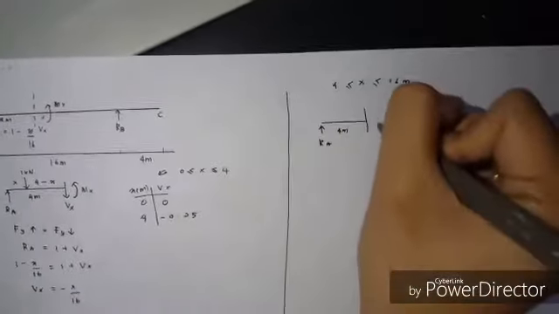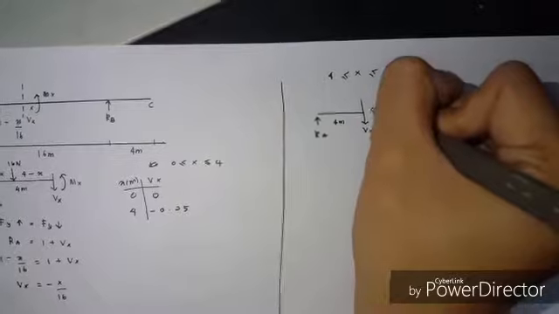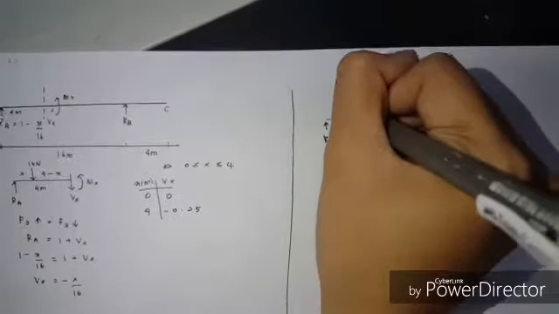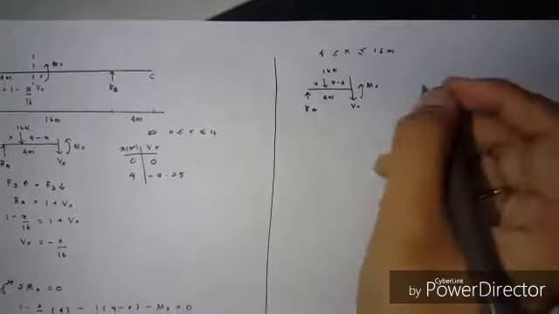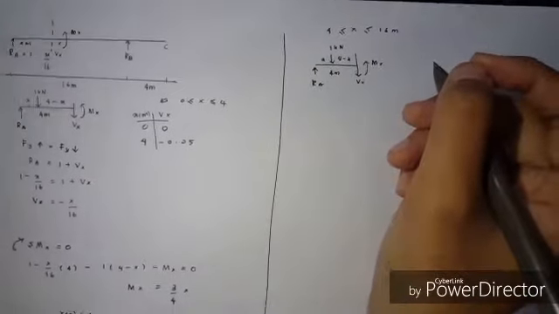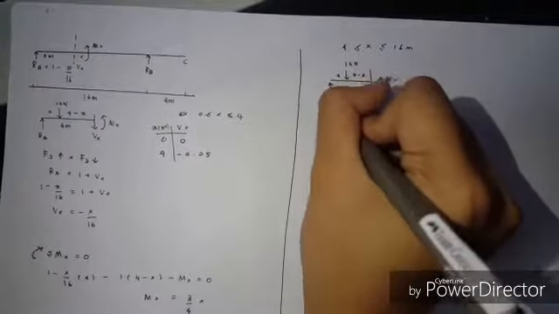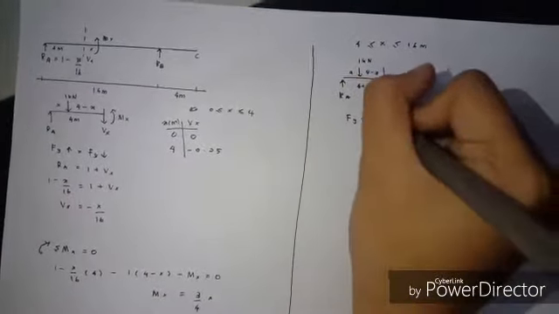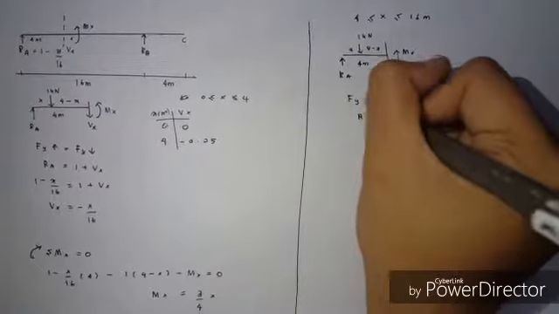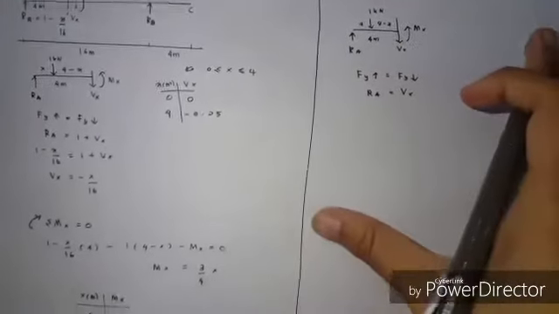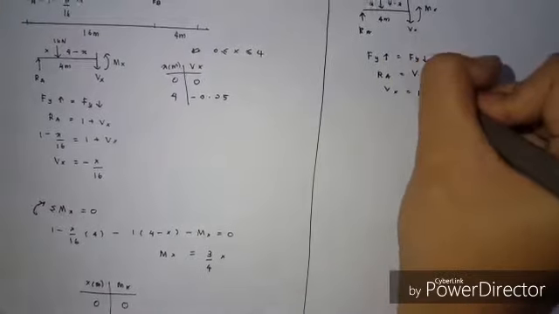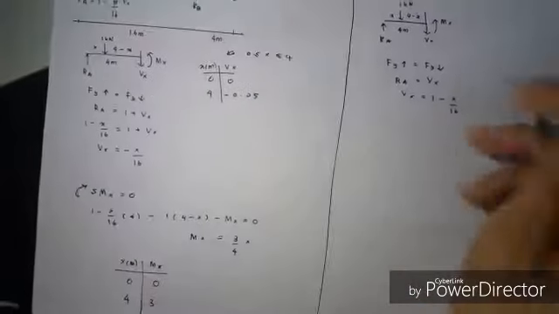This is 4 meter, this is Vx, and x. 1 kilonewton, x, 4 minus x. Okay, Fy upwards equal to Fy downwards, Ra equal to Vx, and for Vx we got 1 minus x over 16.